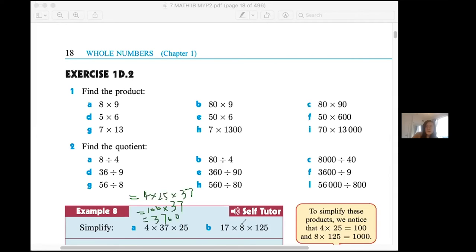And then for 8B, I want you to do it the same way. I want you to find out how much is that 8 times 125 first, and then we times the 17. All right. I'll get someone to answer this question.